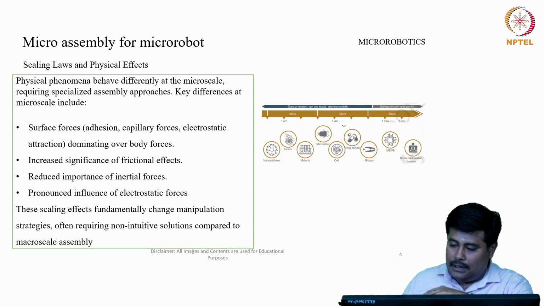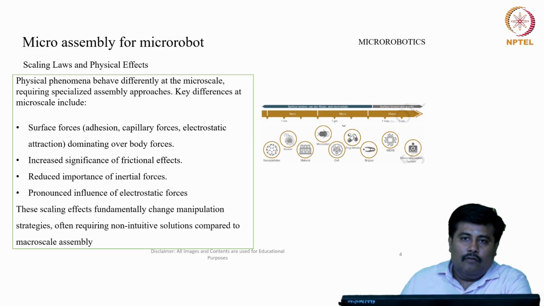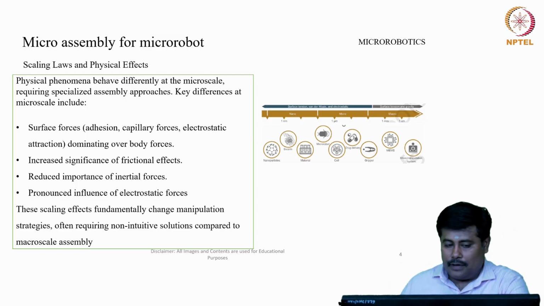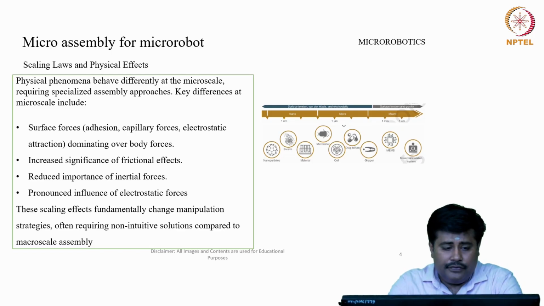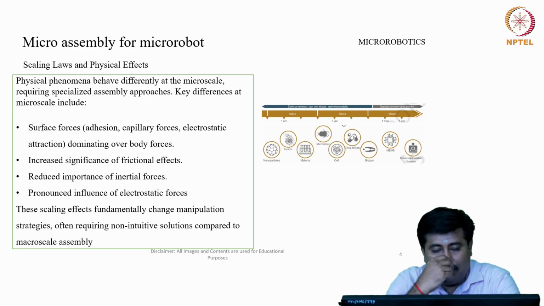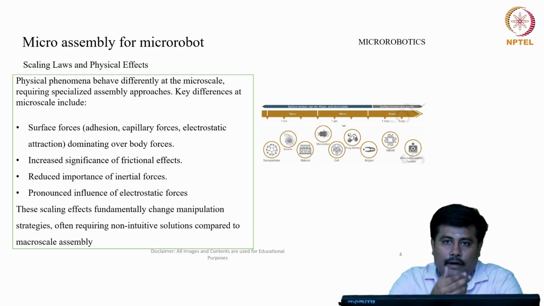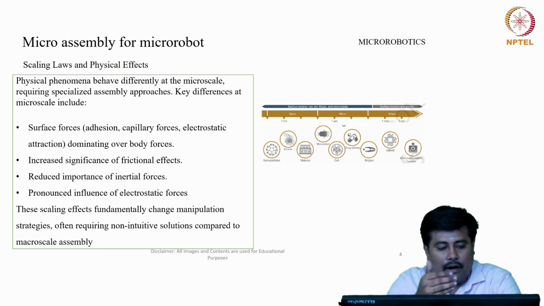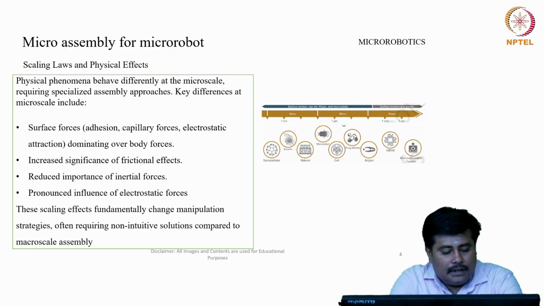Now let me try to correlate this with reference to the scaling laws and the physical effects. Physical phenomena behave differently at the micro scale, and it requires a specialized assembly approach. There are key differences at the micro scale. Some of the key differences include the surface forces, such as adhesion, capillary forces, and electrostatic attraction, which dominate over the body forces. Then there is an increased significance of frictional effects.